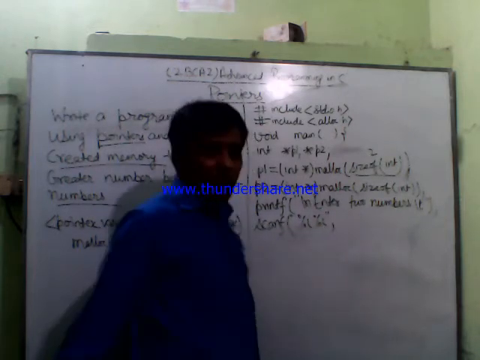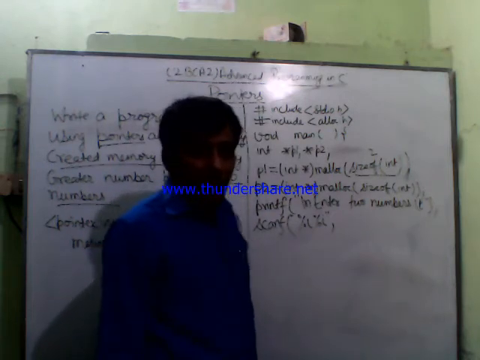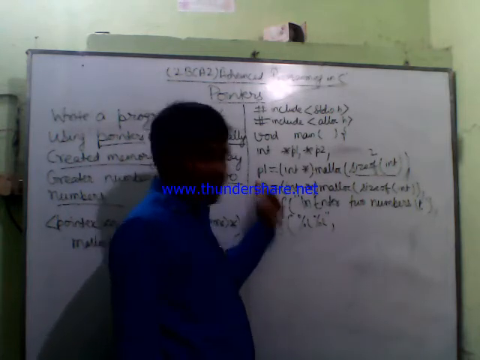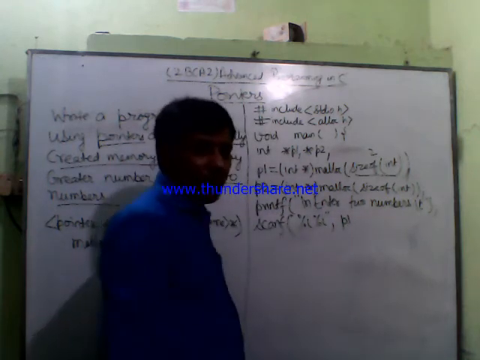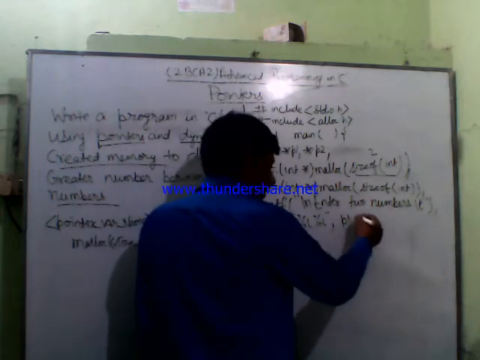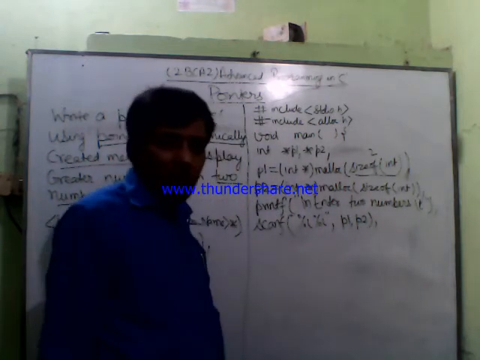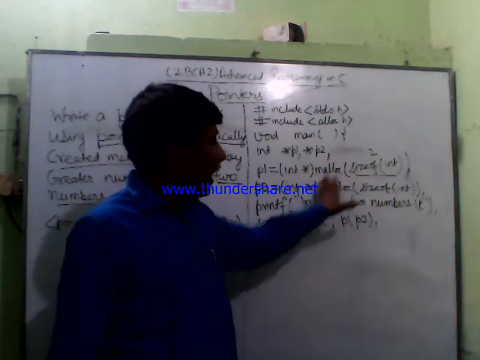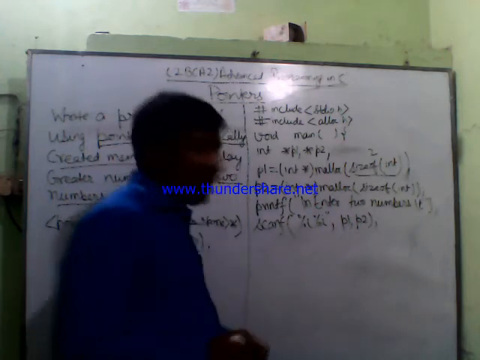The first integer will be stored into the address allocated and stored in pointer P1. Hence, I am writing here P1. And thereafter, I am writing here P2. Thus, I have stored the values into allocated memory.